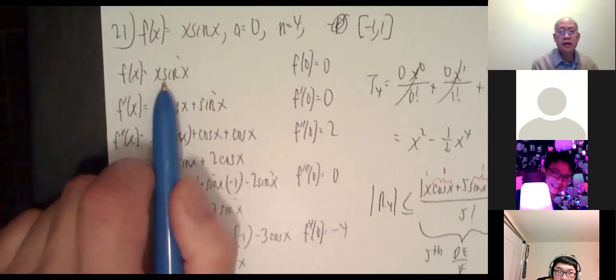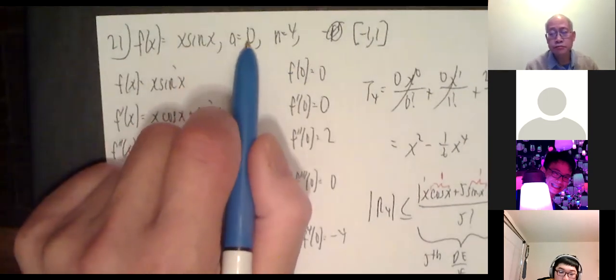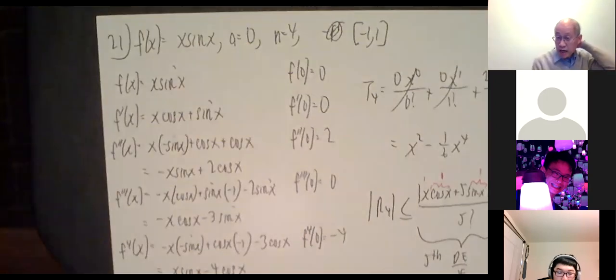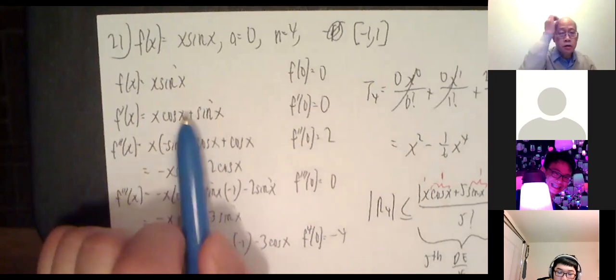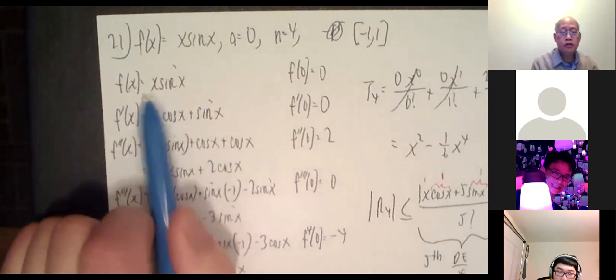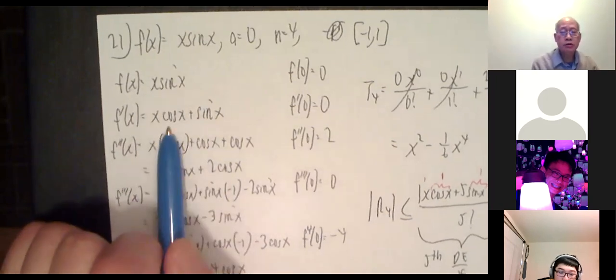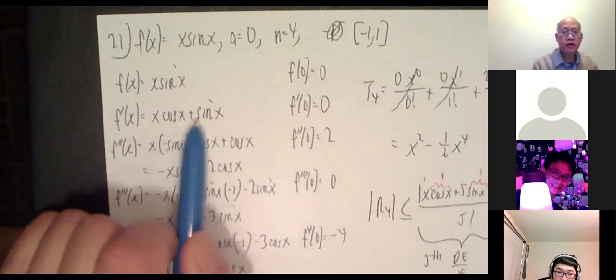All right, x sine x. And another nice thing is we're centered at 0. It's a Maclaurin series. And we're estimating between -1 and 1. Okay, so first derivative, product rule, first times derivative of the second, x times cosine x, plus second function, sine x times the derivative of the first, which is 1.